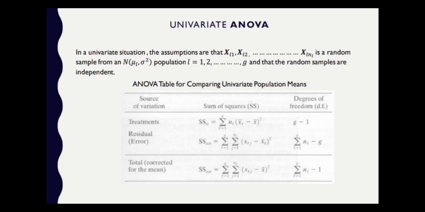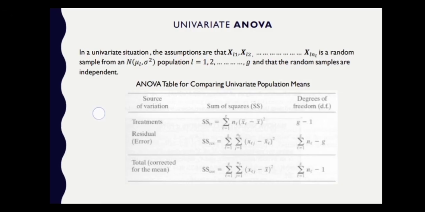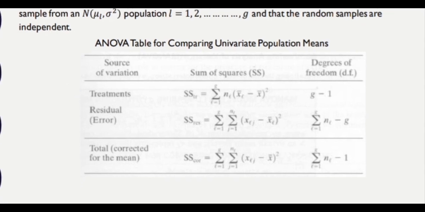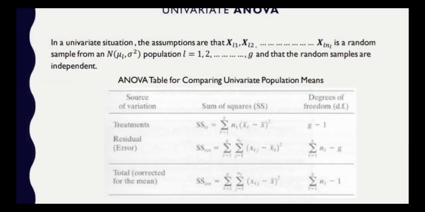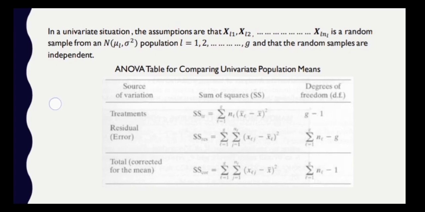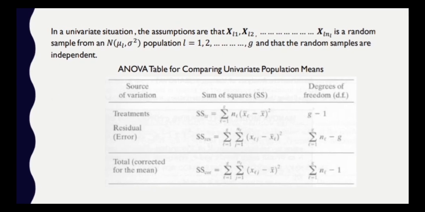If you look at this ANOVA table, you have seen this ANOVA table before, right? You will have the source of variation. If it is not clear, you can refer to your textbook, actually on page 300. So you will have the source of variation, which are treatment and residual. Treatment refers to your population, right?